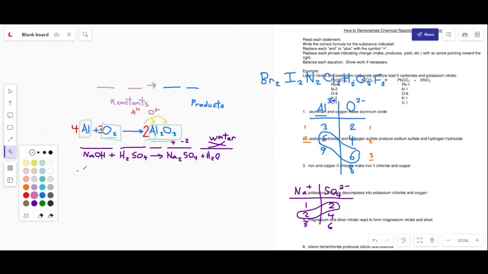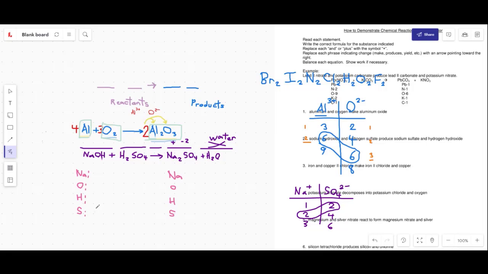Okay, so I'm going to list out my elements. I have sodium, oxygen, hydrogen, and sulfur. And I have the same elements on the other side: sodium, oxygen, hydrogen, and sulfur. Sodium is Na, sorry. So then I'm going to count up how much of each one I have on each side.